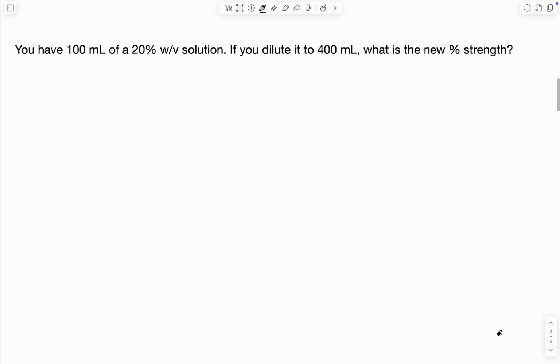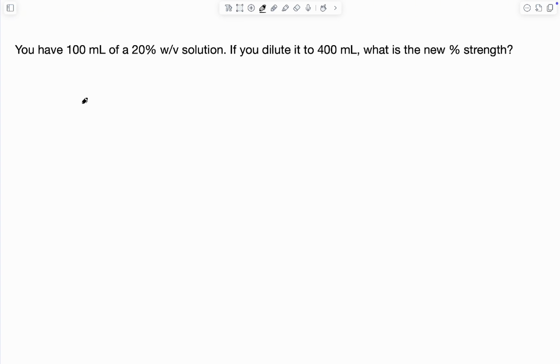So the first example I have is based on percentage strength. This is a very standard dilution question. You have 100 ml of 20% weight over volume solution. If you dilute it to 400 ml, what is the new strength? I always look at how many numbers I actually have. I always try and lead with C1V1 first, and if it doesn't fit the criteria of C1V1, then I think of the other equations that I just mentioned.